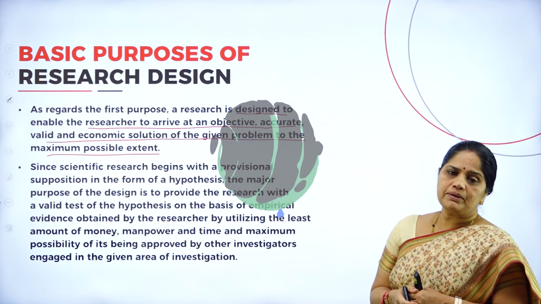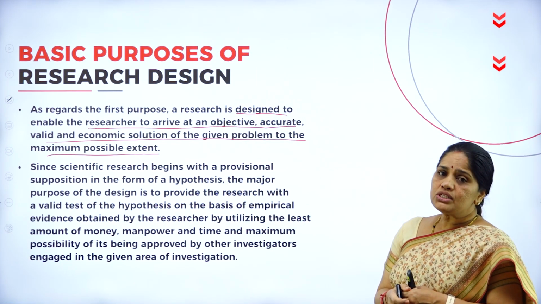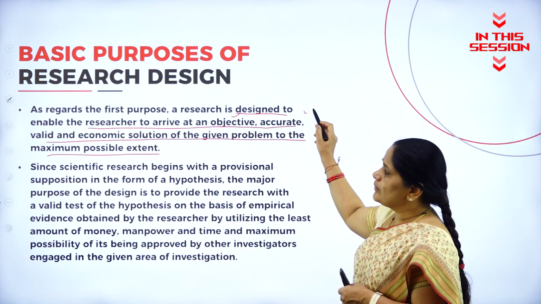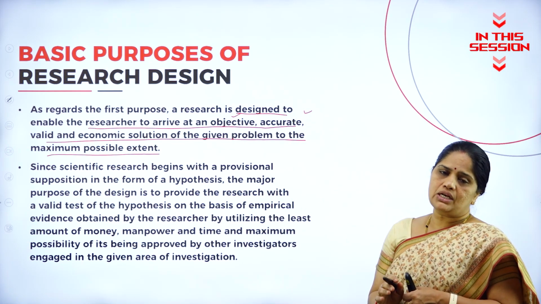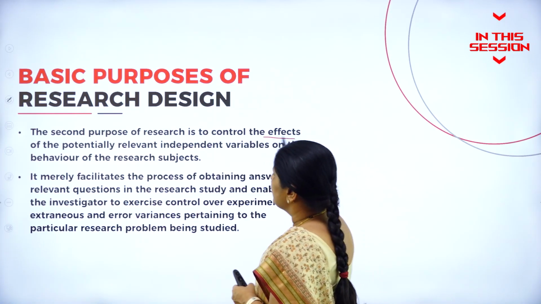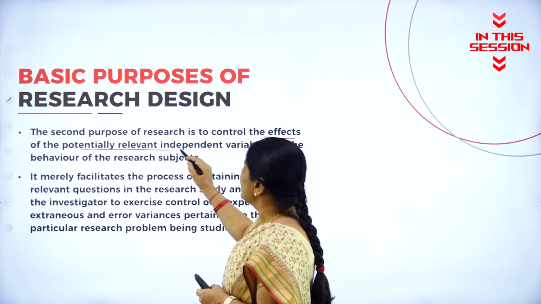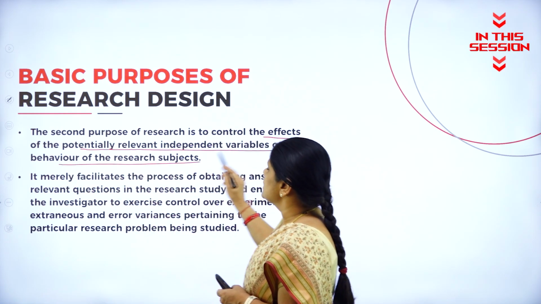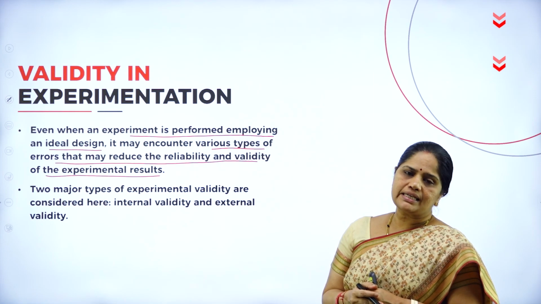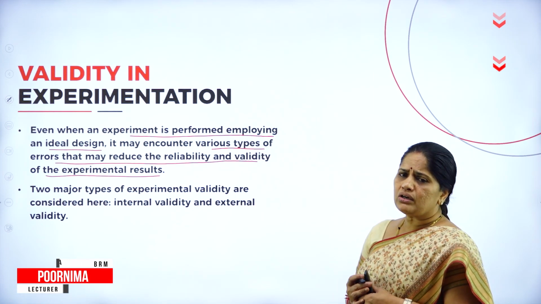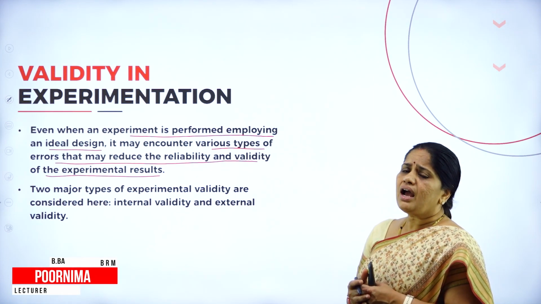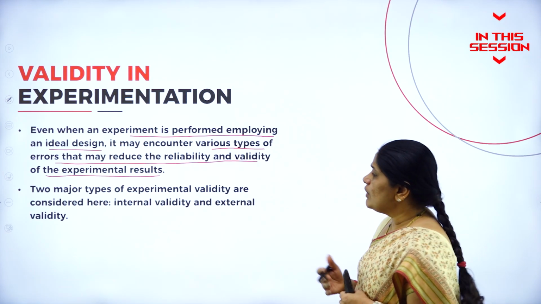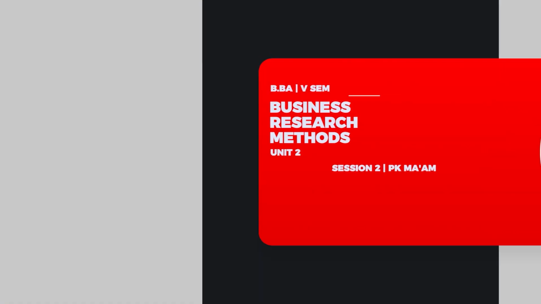The first basic purpose of the research design is to arrive at an objective, accurate, valid and economic solution to the problem. Control the effects of the potentially relevant independent variables on the behavior of the research subjects. When we are doing the experiments, there may be a lot of trial and error going on, because of which it may reduce the reliability and validity of the results.